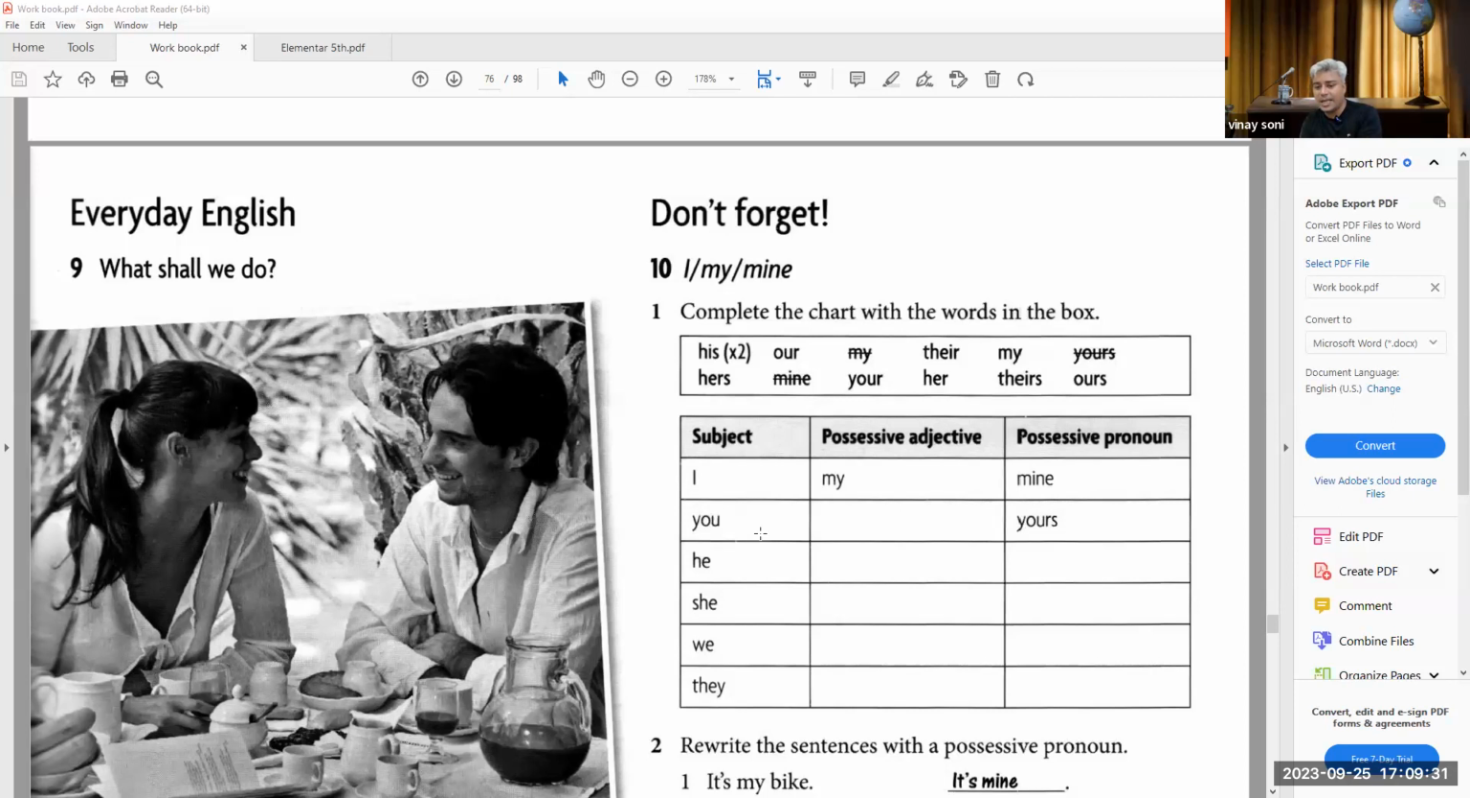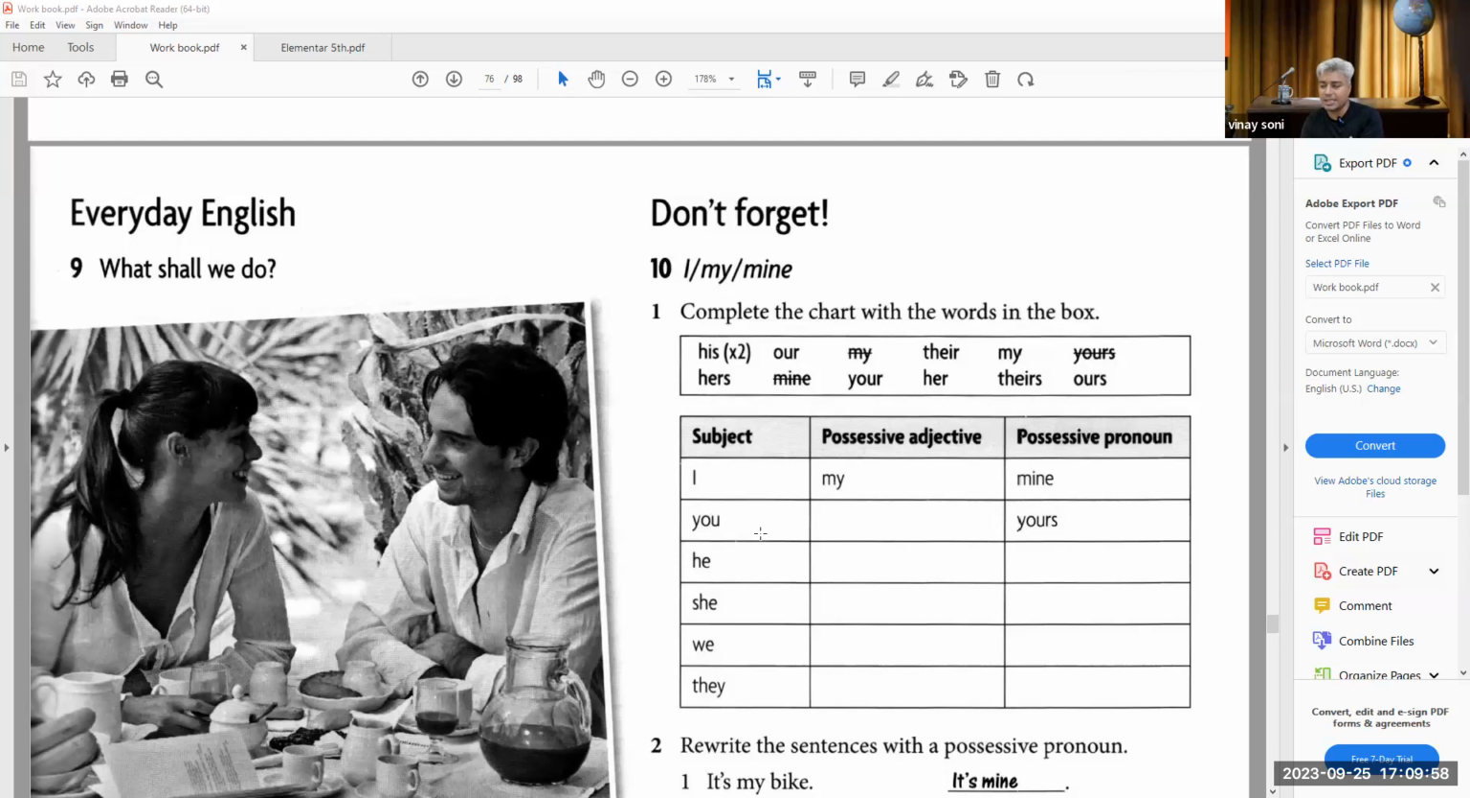So we have one more possessive pronoun, yours. My house is small. Yours is much bigger. Your house is much bigger. So we replaced your house with one word, yours. Yours is a possessive pronoun. So you, your possessive adjective, possessive pronoun, yours.